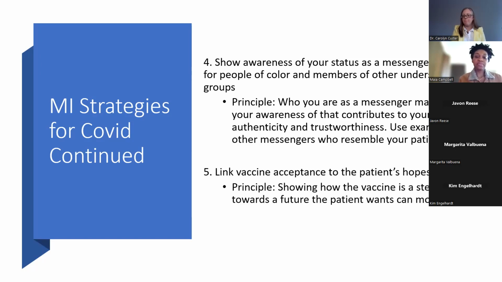Link vaccine acceptance to a patient's hopes and goals. Every time we get to this part, I think of a patient. She was very hesitant about the vaccine, but she was super into being a super grandmother and being there for her grandchildren. I learned that by listening. So I spoke with the patient, saying, "Hey, I know it's really important that you're there for your grandchildren. Consider your grandchildren when you're thinking about the vaccine, how that will stop you from getting sick, and you'll continue to have that relationship that you want with your grandbabies."